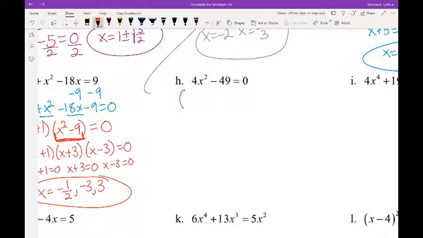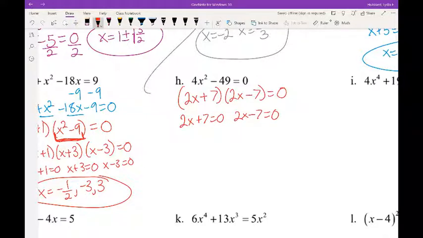So the square root of the first term, the square root of 4x is 2 root x, and we would add the square root of the second term, the square root of 49 is 7. And then we would do 2x minus 7. That's how it's going to factor, right? Again, we're taking the square roots of the first and second term, adding them together and subtracting them. Then I can set both of those equal to 0 because the entire thing is equal to 0. And when I solve that, I'll get that x equals plus or minus 7/2.